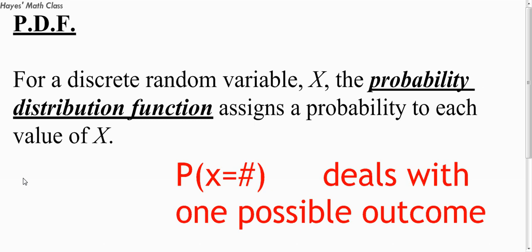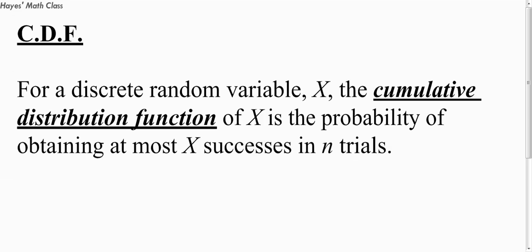So p equals 5. What's the probability that you have 5 successes? Not less than 5, not more than 5, not 5, 6, and 7 successes, just 5. Period. Done. This is contrasted with, boom, CDF.